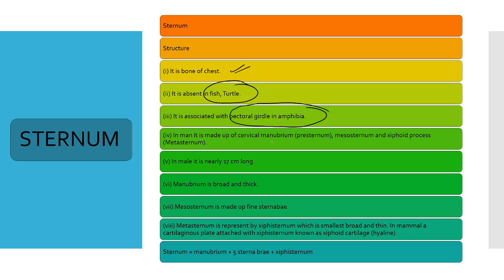In man, it is made up of cervical manubrium, presternum, mesosternum, and xiphoid process of post or metasternum. Okay. In male, it is nearly 17 centimeter long. Manubrium is broad and thick. Mesosternum is made up of five sternae. Metasternum is the xiphisternum, which is the smallest, broad and thin part. In mammal, a cartilaginous plate attached to the xiphisternum is known as xiphoid cartilage, which is hyaline cartilage. Okay. Sternum is equal to manubrium plus 5 sternae plus xiphisternum.